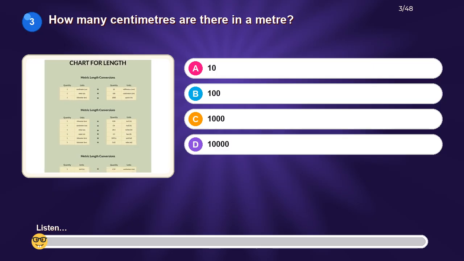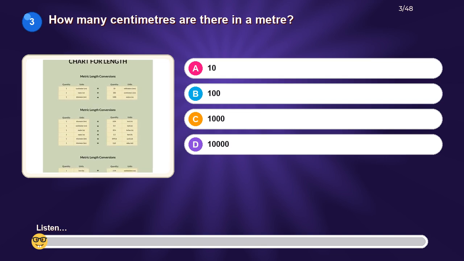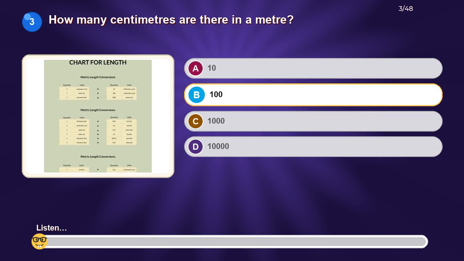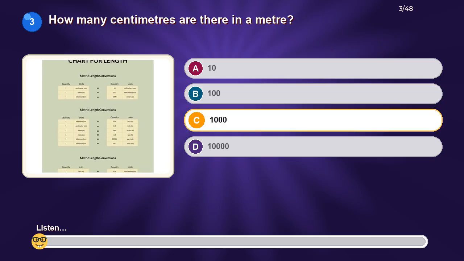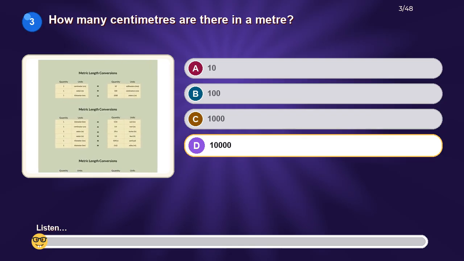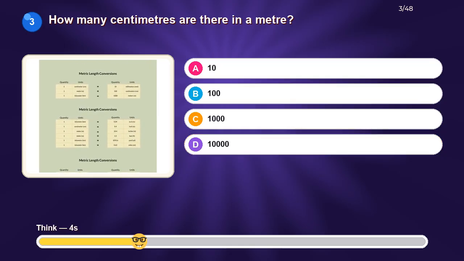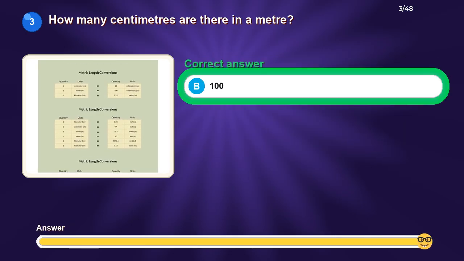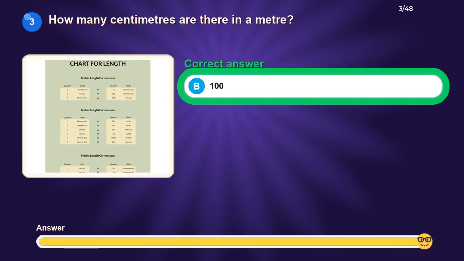How many centimeters are there in a meter? Option A, 10. Option B, 100. Option C, 1000. Option D, 10,000. The correct answer is 100.